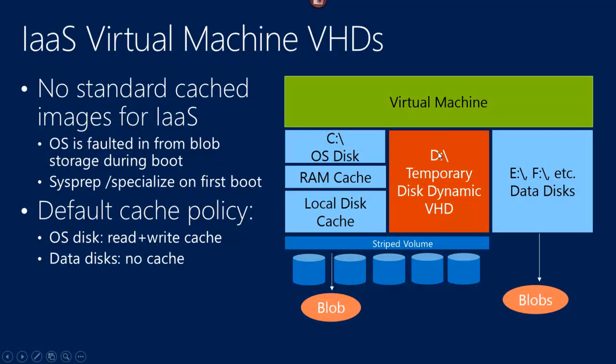Then D is the temporary disk. In the PaaS world, it's called resource disk. This is where the paging file and crash dumps go for IaaS VMs. It is a dynamic VHD, also sitting on the stripe. And then the data disks that have no cache are not using any local disk. They are talking directly to blob storage.